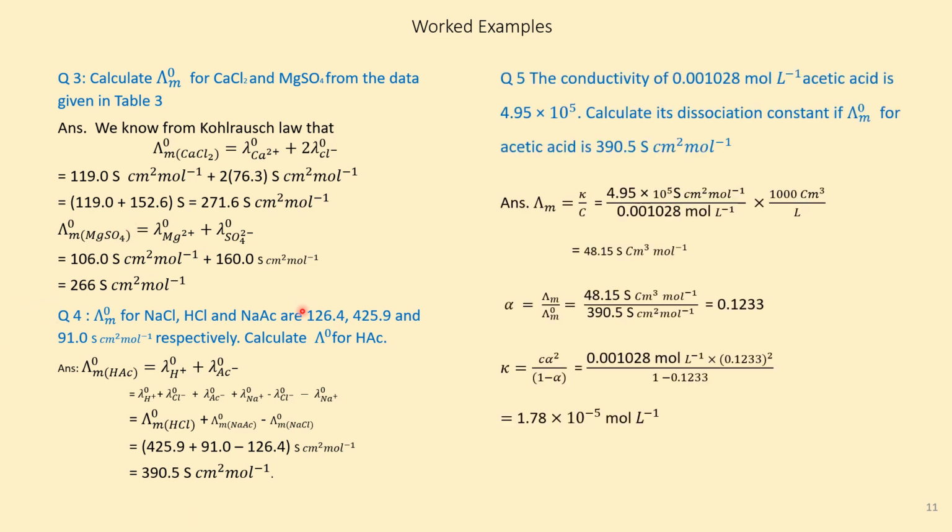Question 5. The conductivity of 0.001028 mole per liter acetic acid is 4.95 × 10⁻⁵. Calculate its dissociation constant if Λ°m for acetic acid is 390.5 S cm² per mole. So Λm is equal to κ by C. This is by definition. Substituting the given values in the formula, the answer is 48.15 S cm² per mole.